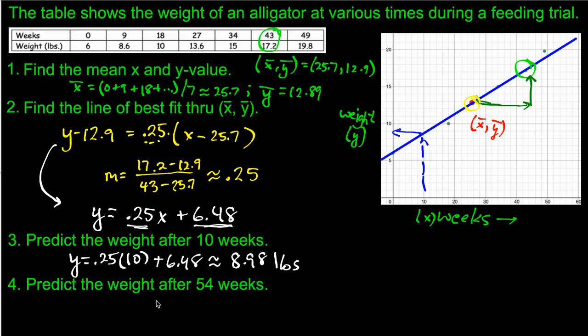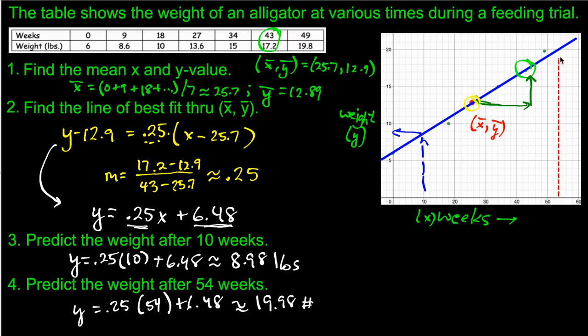And we can do the same thing for 54 weeks. So after 54 weeks, plug in x equals 54, plus 6.48, and we get about 19.98 pounds. And again, we look over on our graph. I'm going to do this guy in red. So 54. Actually, I'm not doing a great job drawing lines today. So 54, draw this guy up, and then over here, almost 20.